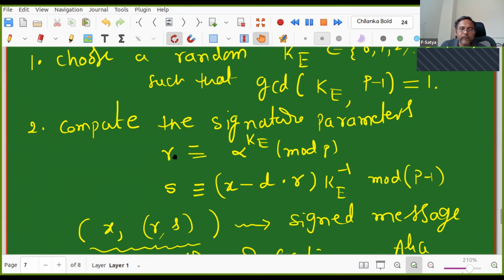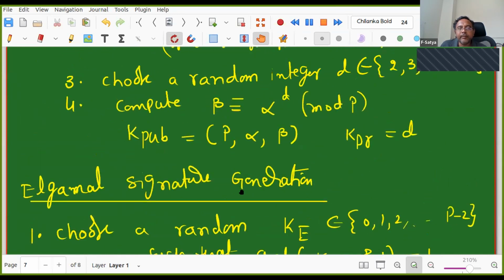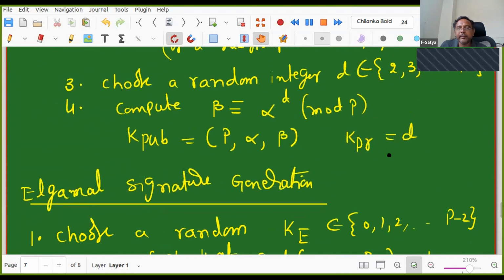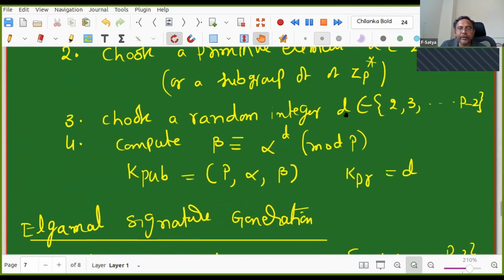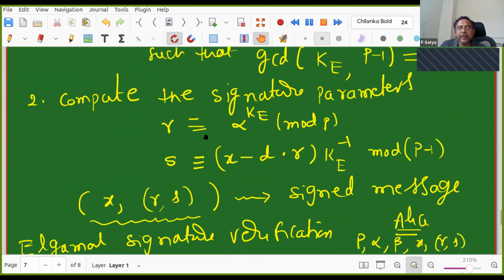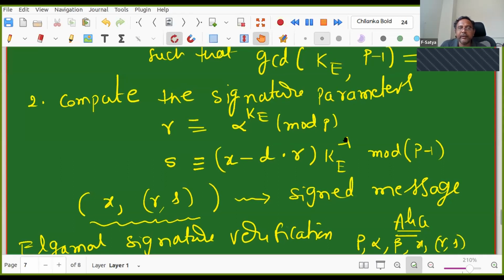What is R? Alpha power KE. What is alpha? The generator. And then what is X? The message. What is D? D is the private key, right? D is the private key. D we choose randomly and compute. So now here D is used. Now this R is used here and K inverse is used here. So this entire thing is now the signature. The signature is a tuple. Earlier it was X comma S, now the entire R comma S becomes the signature.